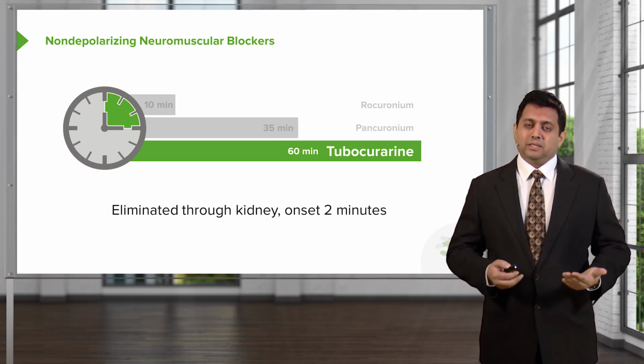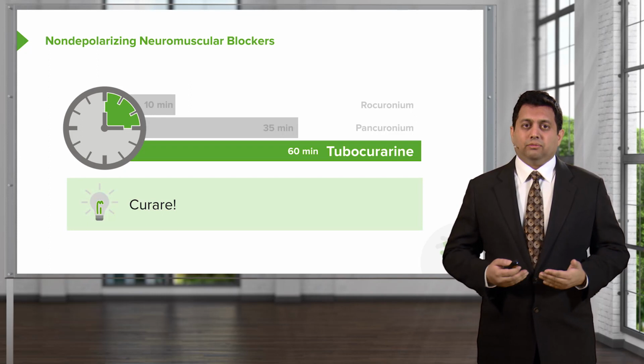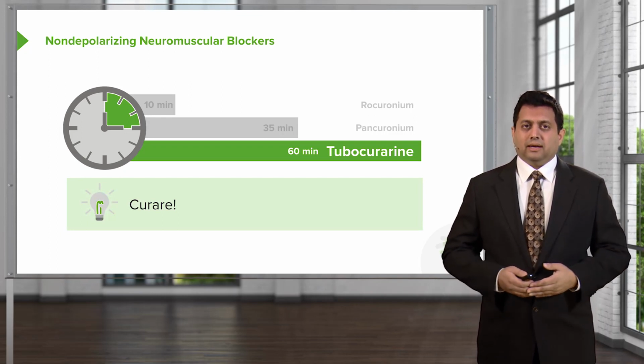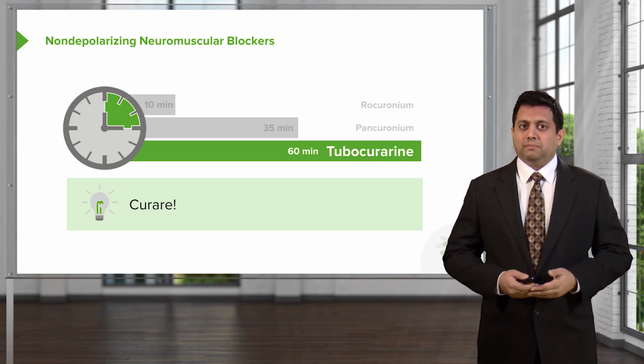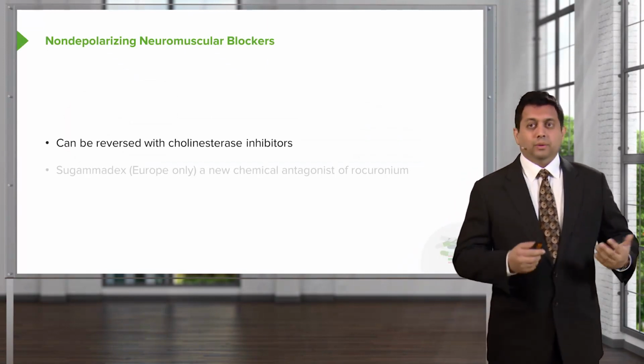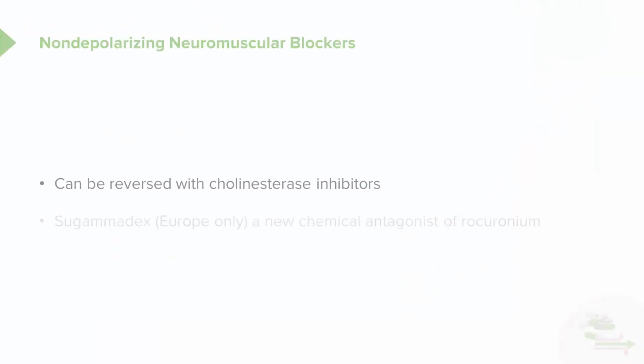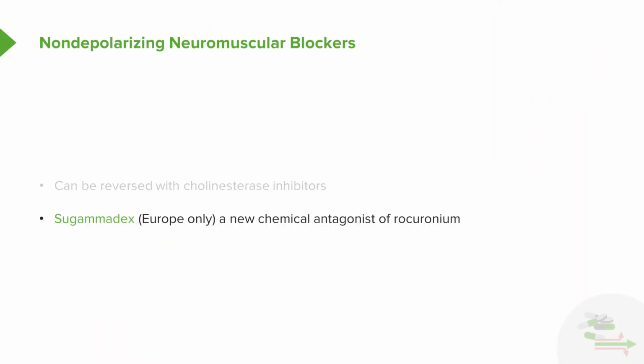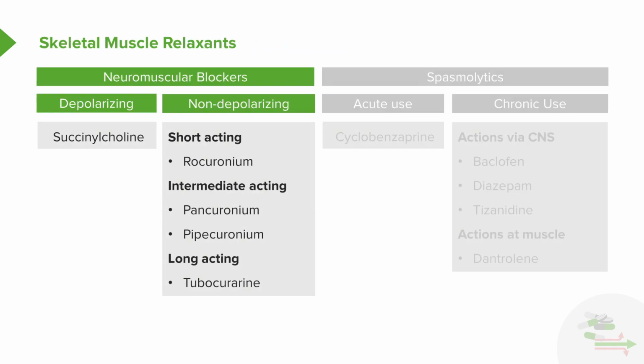It's a prototypical drug, but it is derived from curare, which is a naturally occurring paralytic that was first found on Amazon tribes who used to tip their arrows with this deadly agent. Okay. With respect to these agents, they can be reversed with cholinesterase inhibitors. That is different from succinylcholine. There is a new chemical antagonist of rocuronium. It is available currently in Europe only, but it should be available in the United States sometime in the near future. There you have the neuromuscular blockers.